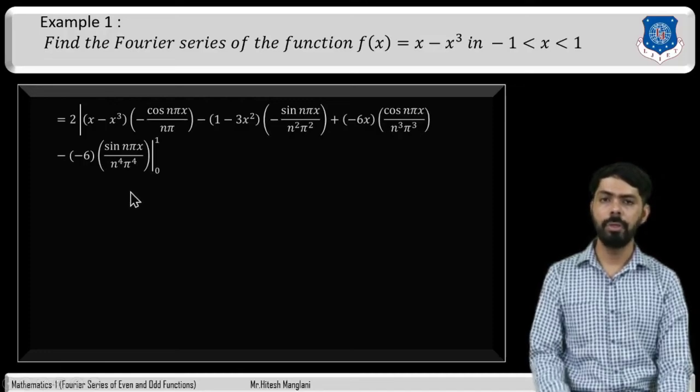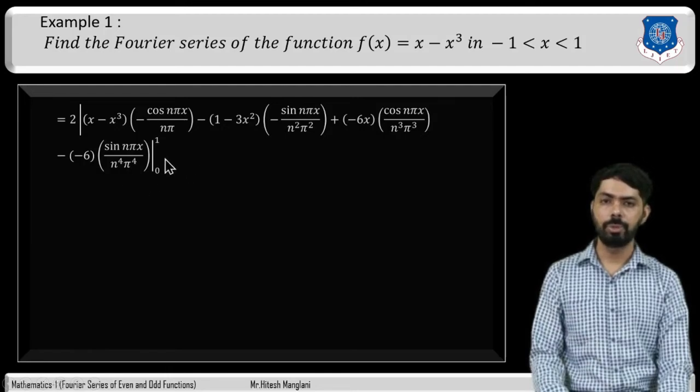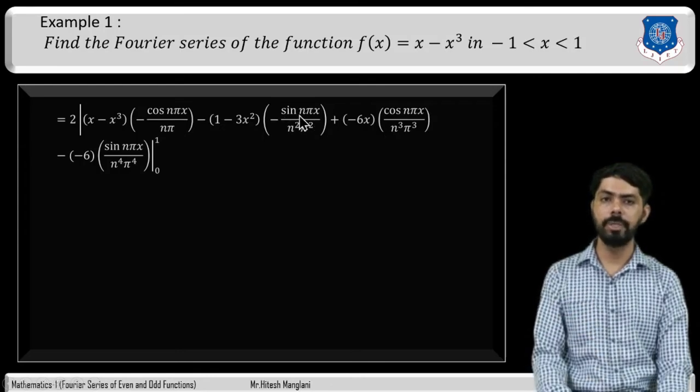Now here first of all we will replace x by 1. Then we will replace x by 0. So here if we replace x by 1, then here 1 minus 1 will be 0. So no need to write down first term. Now here think about second term. So here if we replace x by 1, then here it will be sin n pi, and value of sin n pi is 0. So no need to write down second term also.